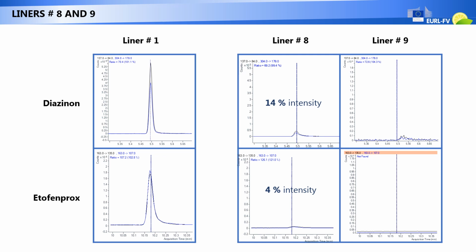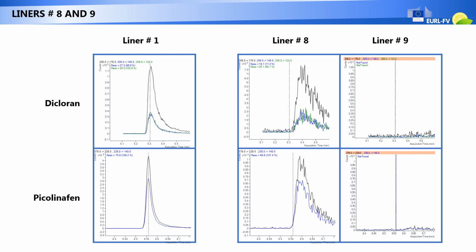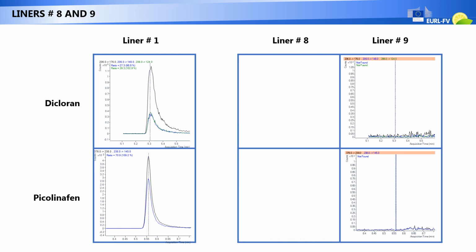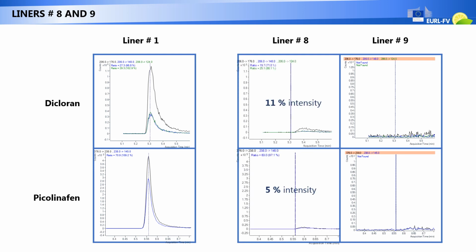In the majority of the 188 compounds, the areas obtained with liner number 8 were between 3 and 15% compared to liner number 1. In other cases, the signals provided by liner number 8 were pretty wide, as in the case of dichloran and picolinafen. And again, the sensitivity decreased enormously. In most cases, liner number 9 did not provide any kind of chromatographic signal.